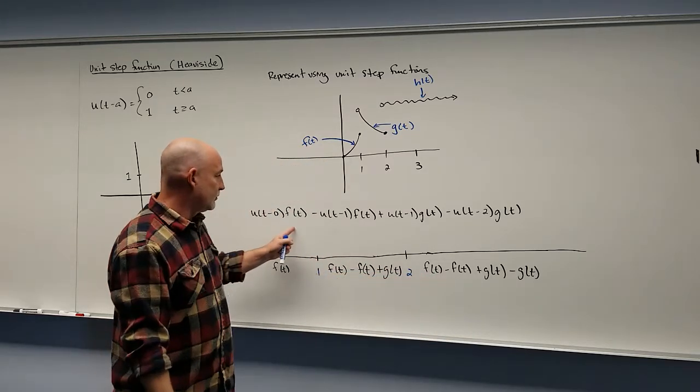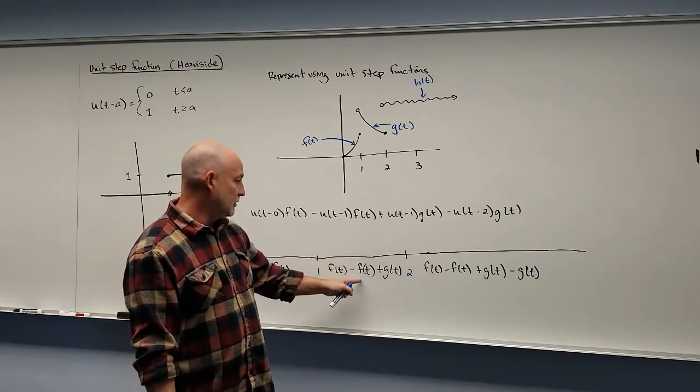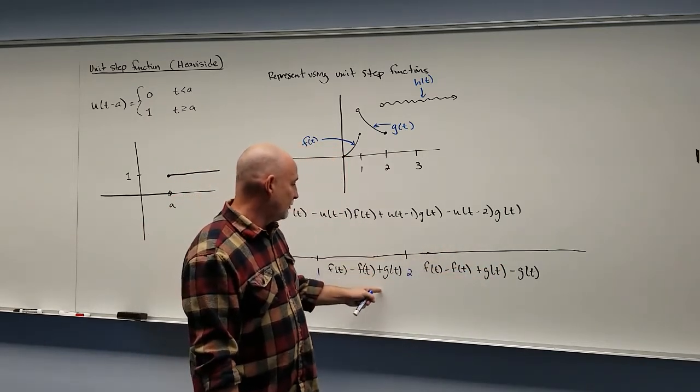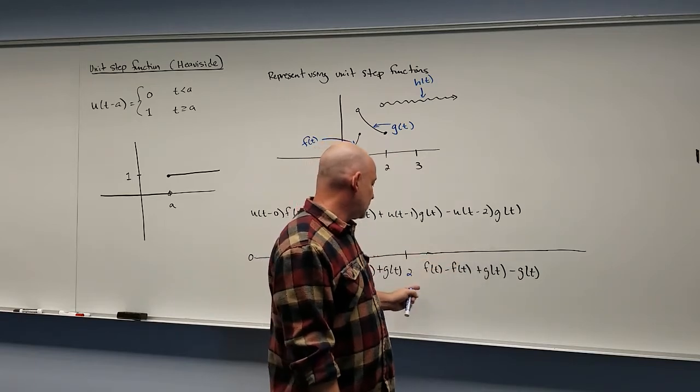So you can see, so far, this is all that we have turned on after 2. F of t was turned on from 0. F of minus t was turned on from 1 on. G of t was turned on from 1 on. Negative g of t is turned on from 2 on.